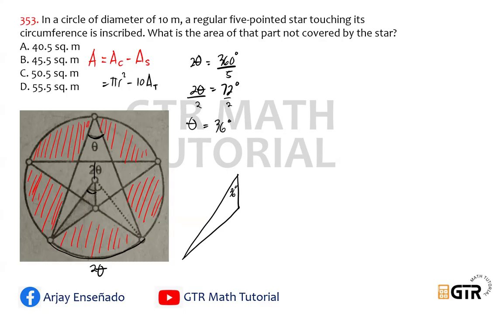And then this part is theta, congruent to this. So if this is theta, then this angle here is theta over 2. We know that theta is 36, so this angle is 36 divided by 2. So this angle will be 18 degrees. And then we have a diameter of 10 meters, so this means that this radius is equal to 5 meters.